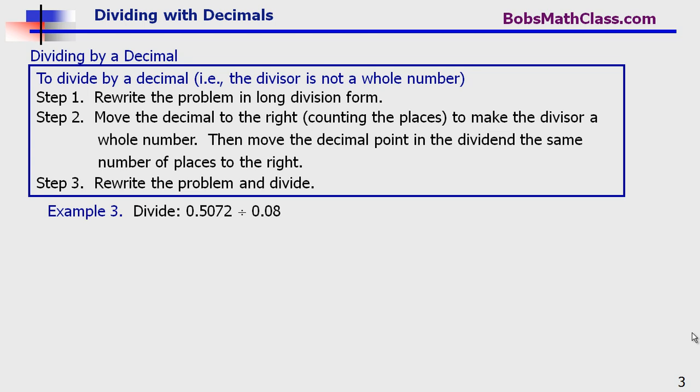This is what's different. Move the decimal point to the right, counting the places, to make the divisor a whole number. Then, move the decimal point in the dividend the same number of places to the right. Now we can rewrite the problem and divide. 0.5072 divided by 0.8.